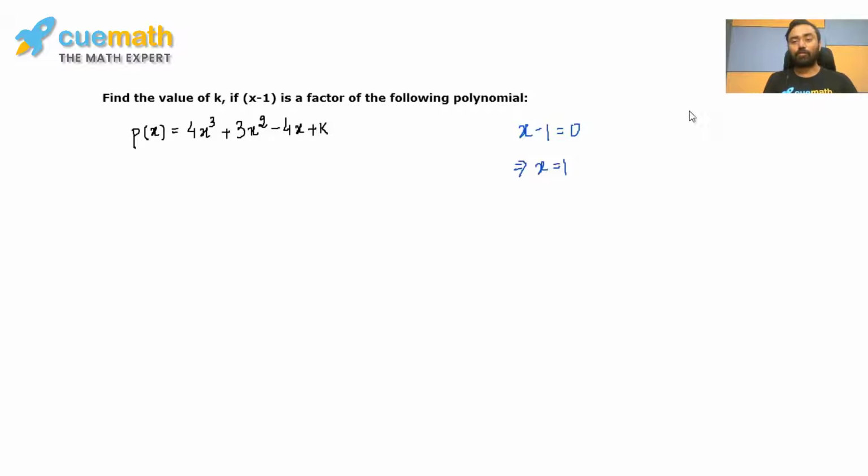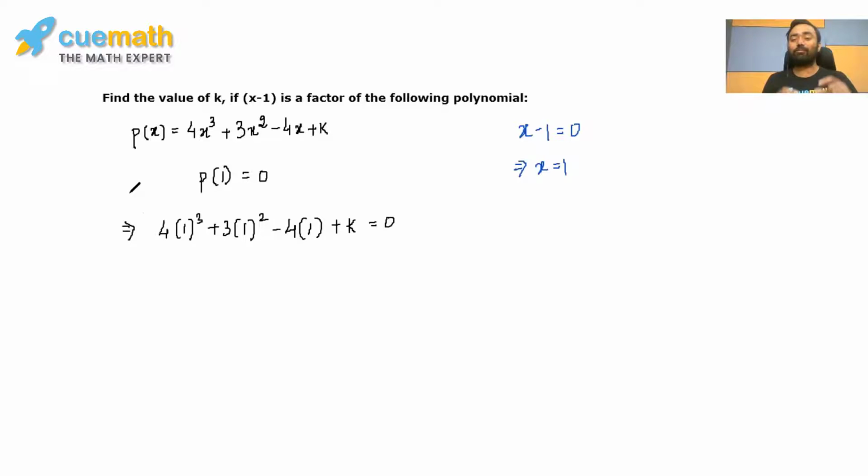Now to answer this part, we'll take the help of the statement of the factor theorem. So from that, we know that p of 1 is equal to 0 if x minus 1 is already a factor of p of x. Now substituting the values, we get 4 times 1 whole cube plus 3 times 1 whole square minus 4 times 1 plus k equals 0.